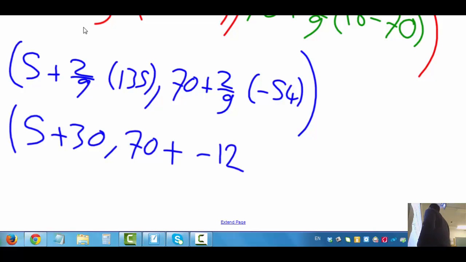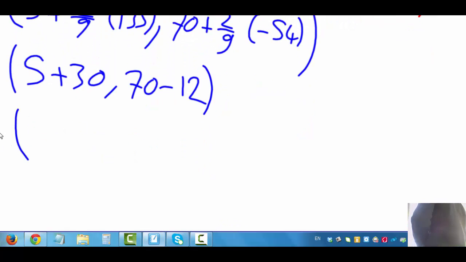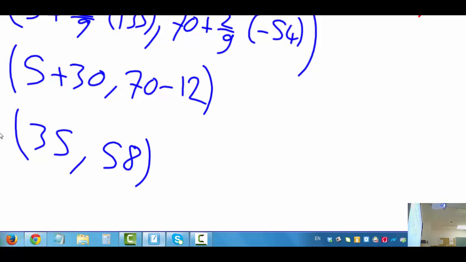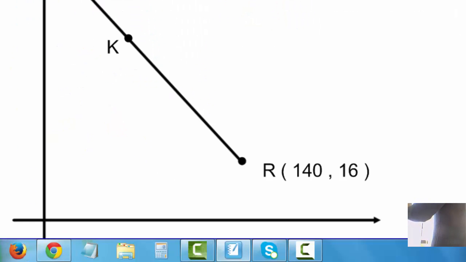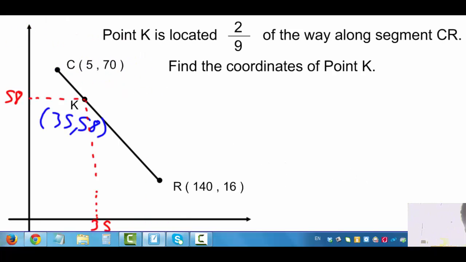Yes, that's right. So I got 2 signs here, so I'm going to simply get rid of the plus sign and bring this closer to that and close the bracket. So almost I am done. 5 plus 30 is 35. 70 minus 12 is 58. Those are the coordinates. 35, 58 for point K. 35, 58. And let me use the red color. What that means is you go down. This is 35. You go to the left. This is 58. Those are the coordinates.